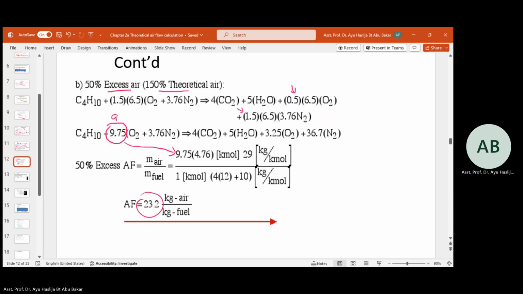Theoretical air. Usually theoretical air is 100%. If 200, then it is already excess. Excess of 100%. So if they say 200% theoretical air, as I said, this one 200 means that there is 100% excess air. Then it will be a waste.